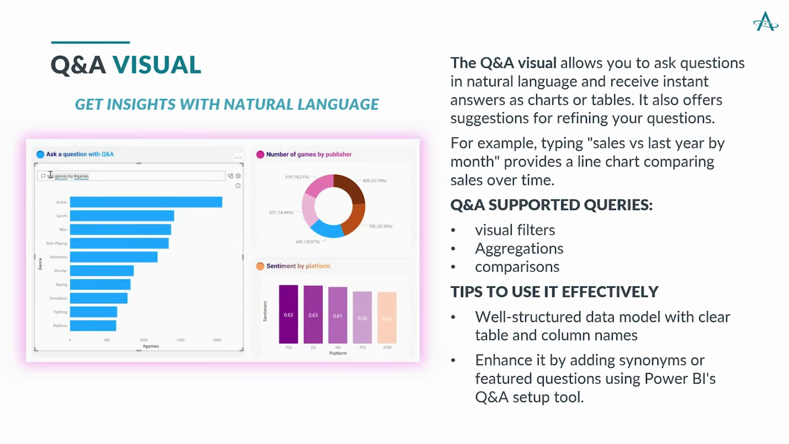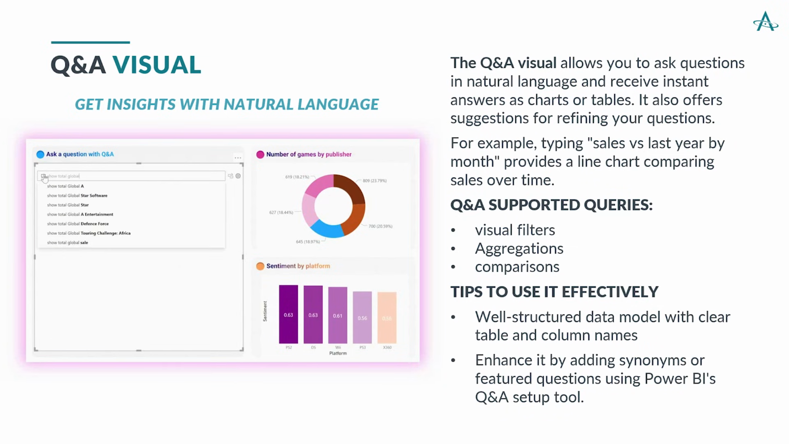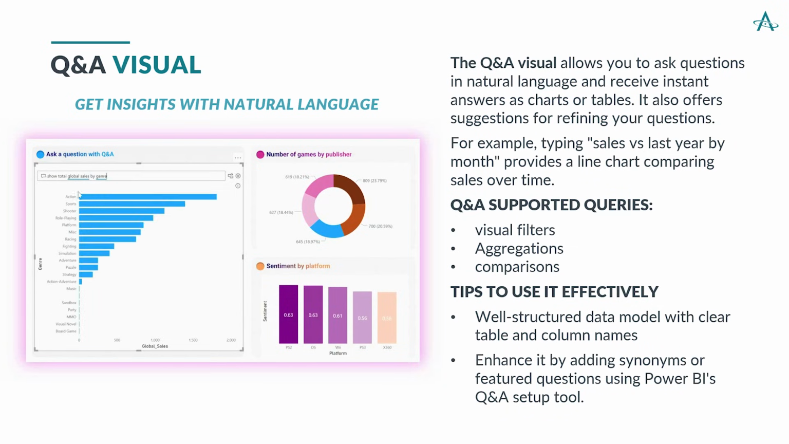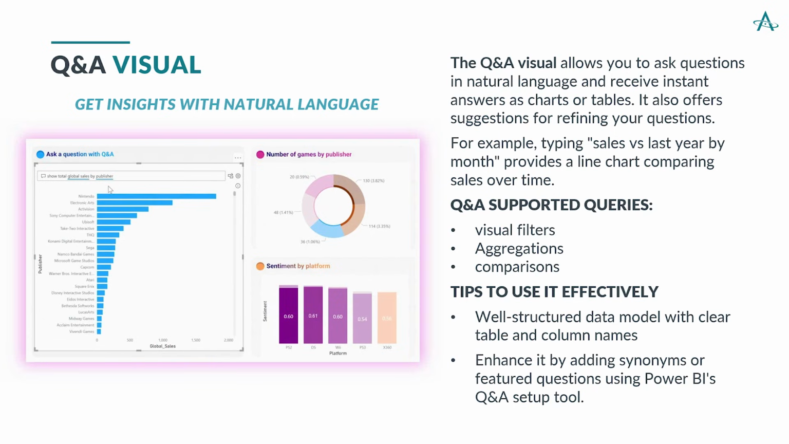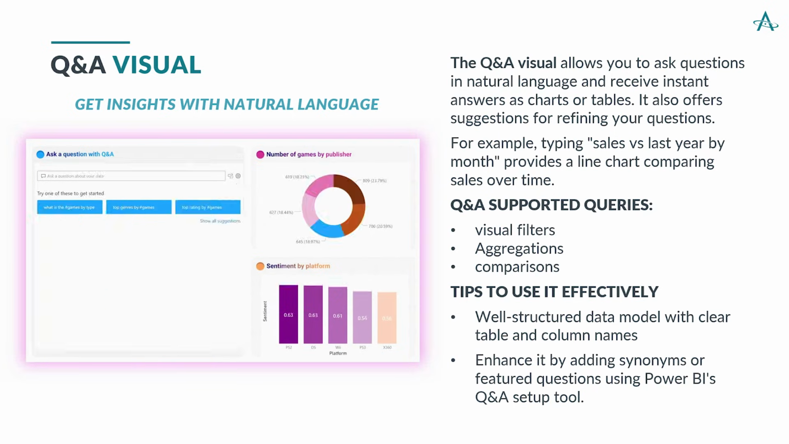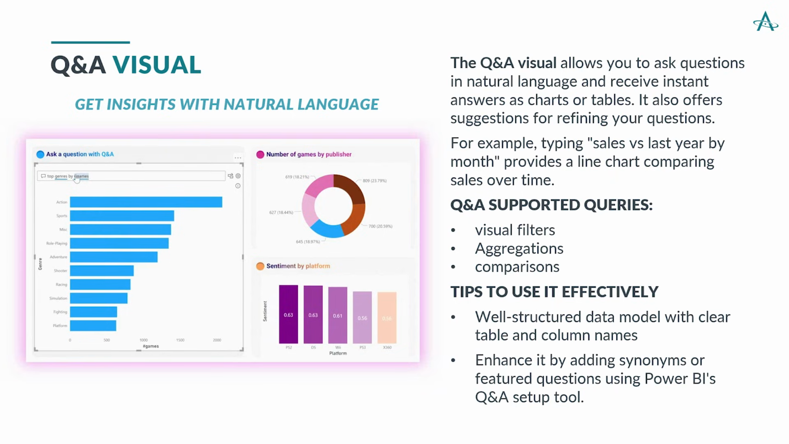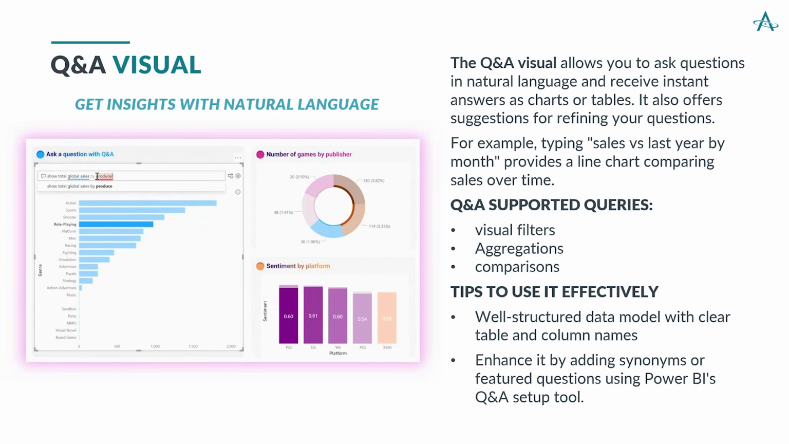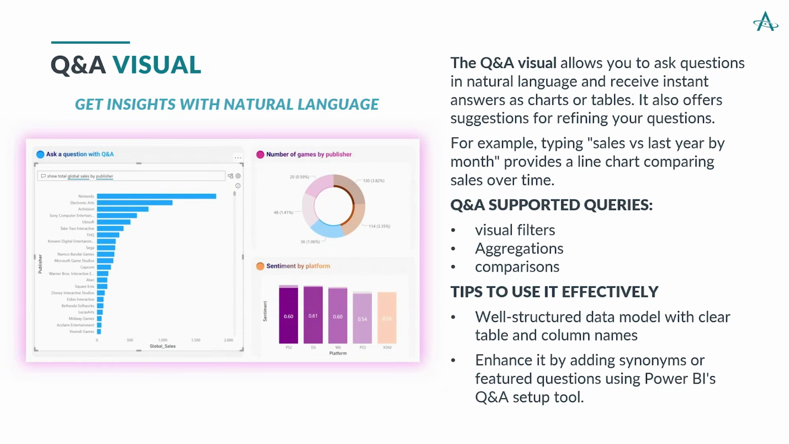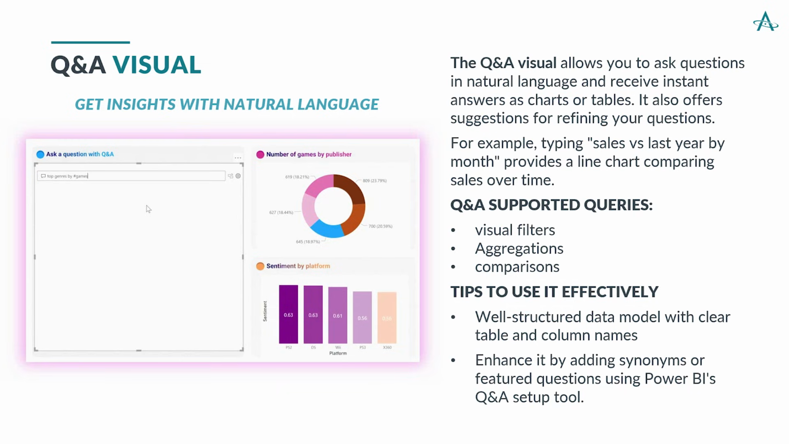Sometimes the easiest way to get answers from your data is to use natural language questions. The Q&A visual lets you ask natural language questions to your data and get instant answers in the form of charts or tables. For example, if you want to know how your sales compare to last year by month, you can simply type "sales versus last year by month" in the Q&A visual and get a line chart that shows the comparison. To get the most value from the Q&A visual, you need to have a data model that is well structured and has meaningful names for tables and columns.